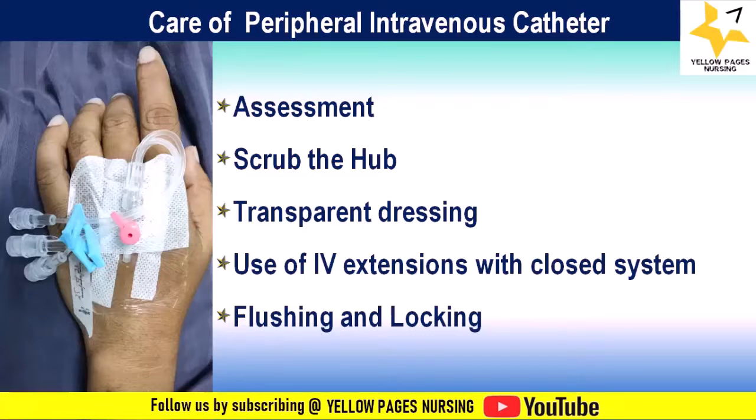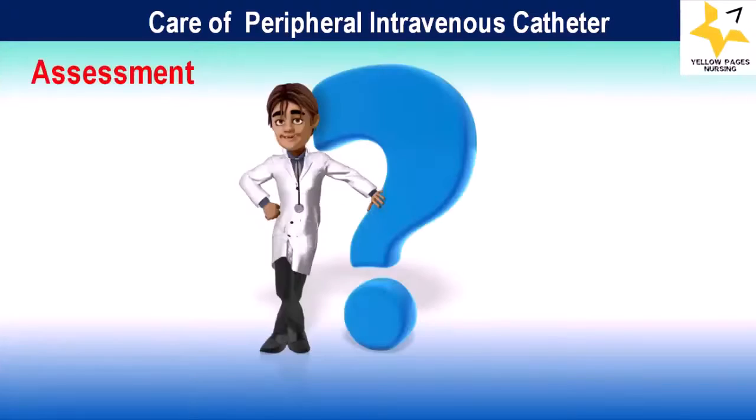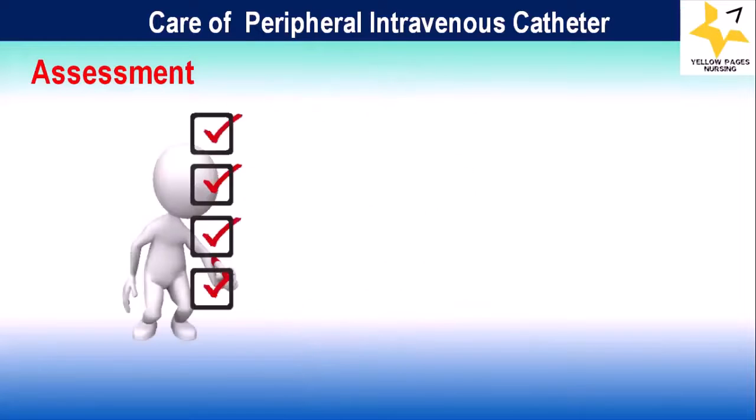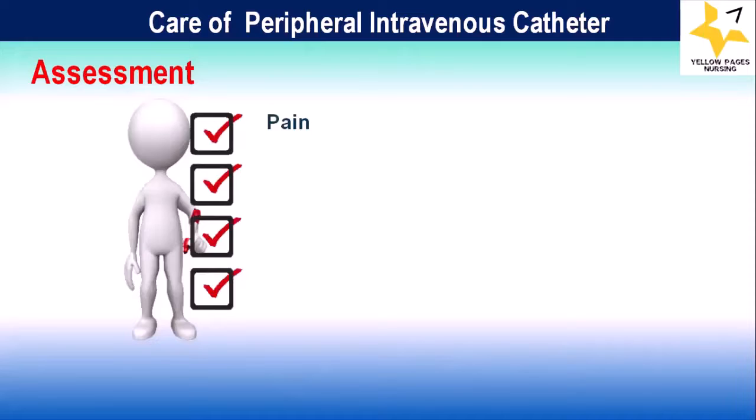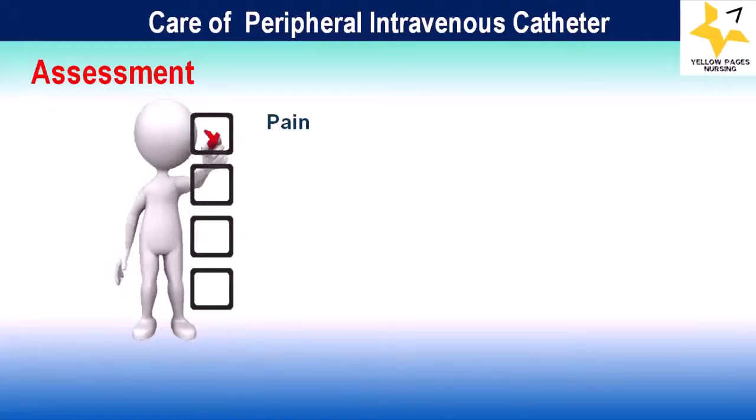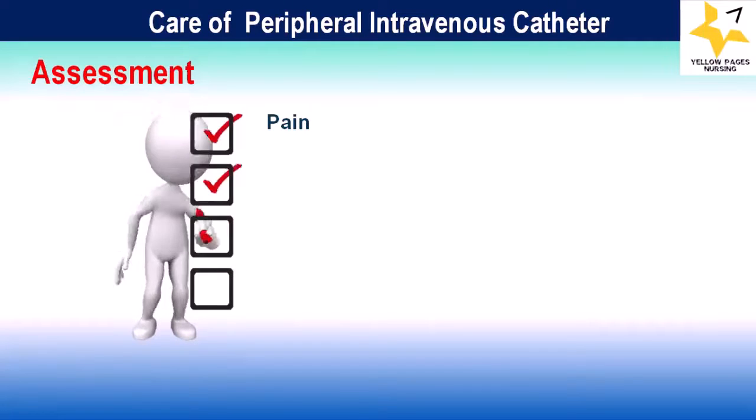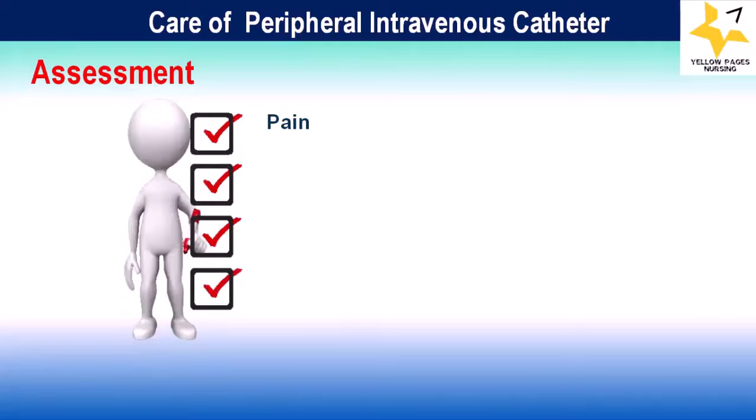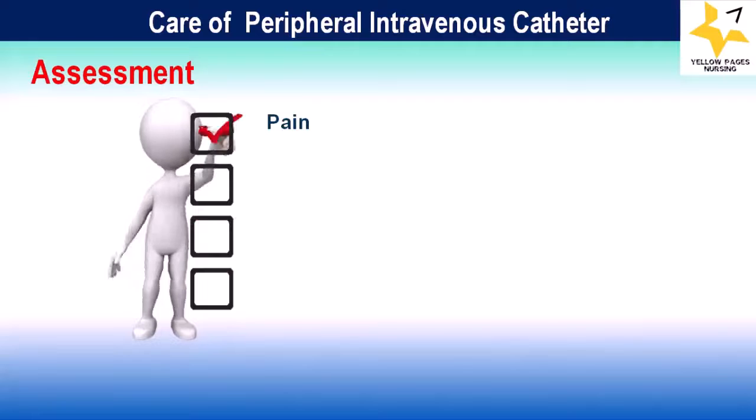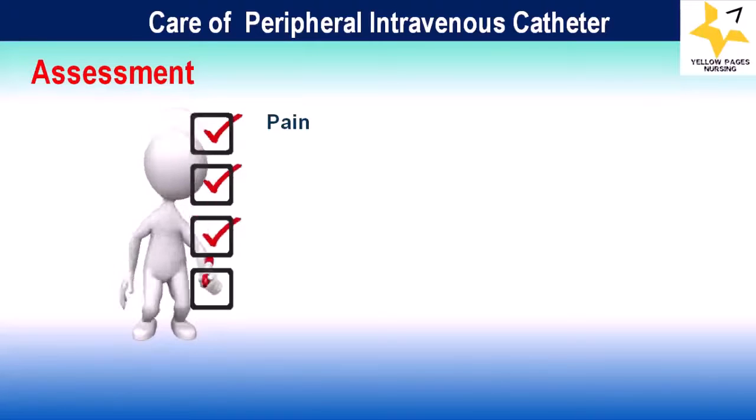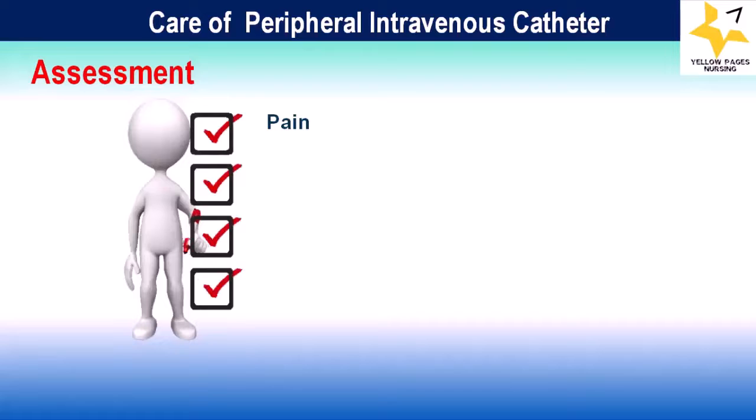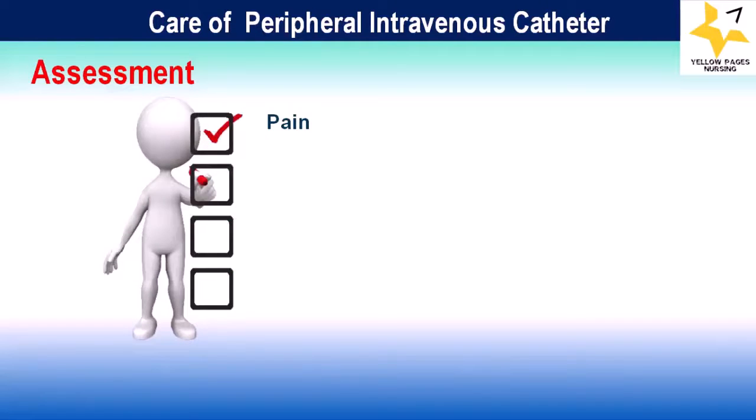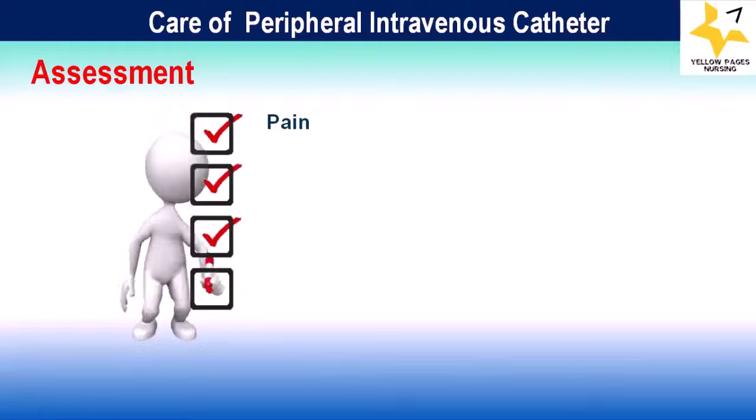Under assessment, first comes pain. Pain assessment and scoring is done by using PQRST. This we have discussed in one of our previous videos and the link is given in the description box. This assessment helps to quantify the intensity of the pain level of the patient and plan for further interventions. For example, if the patient is experiencing severe pain at the site, it means resite the cannula.